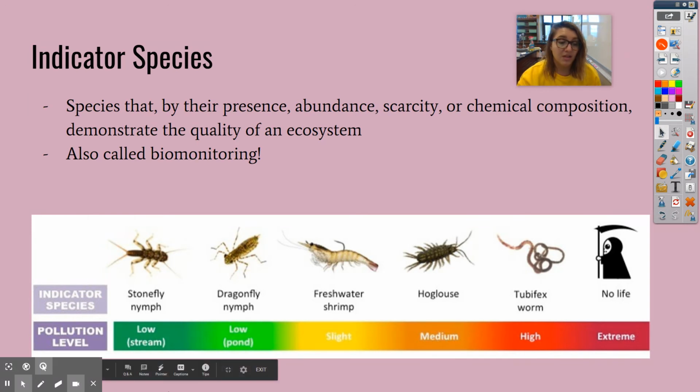So if there's a stonefly nymph in the water, there's going to be low pollution levels. But if all you find are these worms, there's going to be high pollution levels. So this is a good example of indicator species. If things are there, we can determine pollution levels.